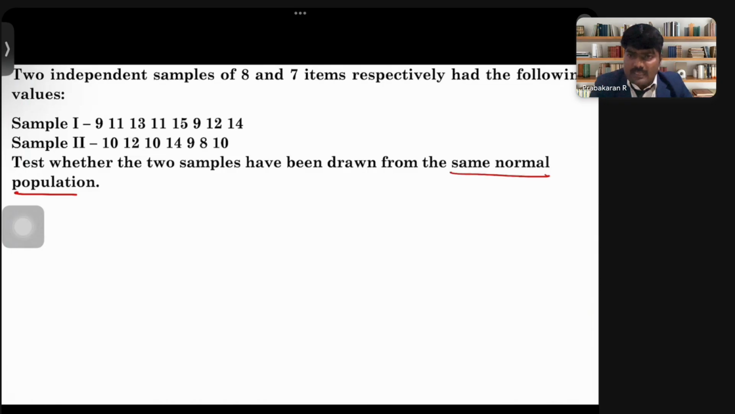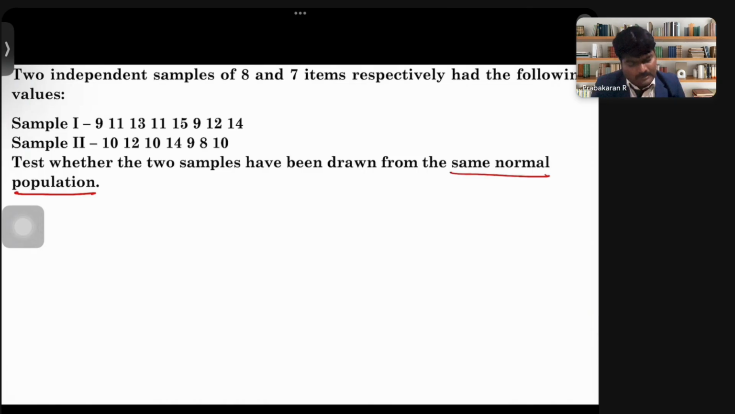They have not specifically asked us to check whether two samples come from the same population with the same mean. Sometimes they will ask just to check whether two sample variances differ significantly or not. So for variance, we need to check the variances. Sometimes they will ask only to check whether two sample means differ significantly or not. In that case, it is enough to apply just the one test based upon the question. But in this case they are asking in general about the same normal population, so we have to check both the samples' means and also the variances.